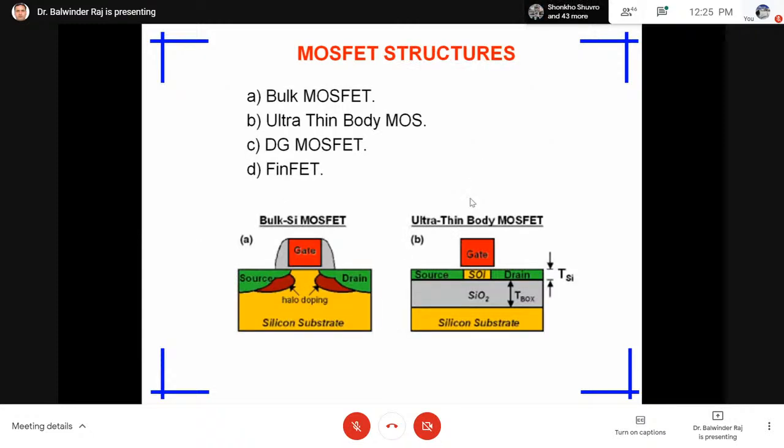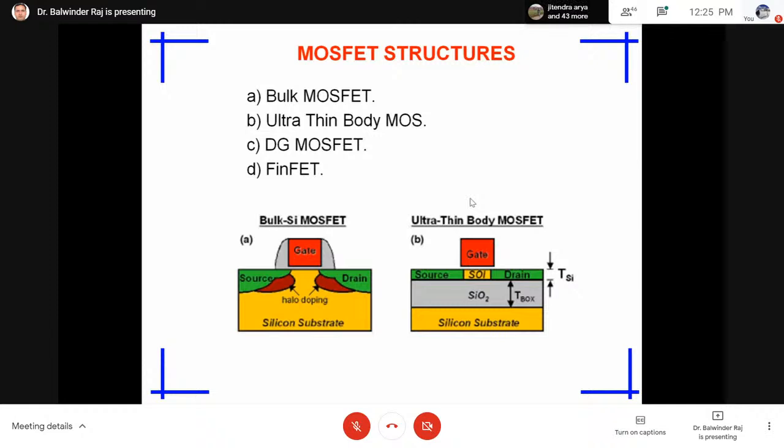Let's briefly discuss the MOS structures. Bulk MOSFET, I presume everyone is aware of this MOSFET structure. We have a source, drain, and gate, and the current flow from source to drain is controlled with the help of the gate. This is a well known structure available in all textbooks. Its operation is simple: gate voltage controls the flow of current under the channel.